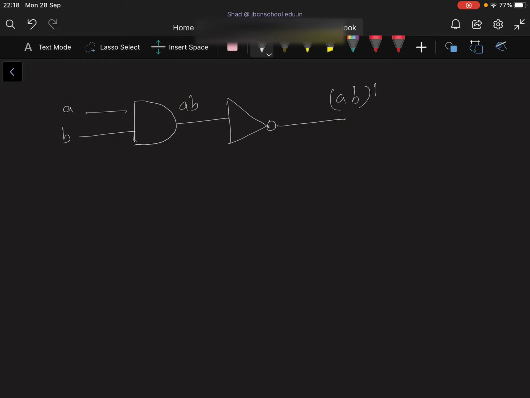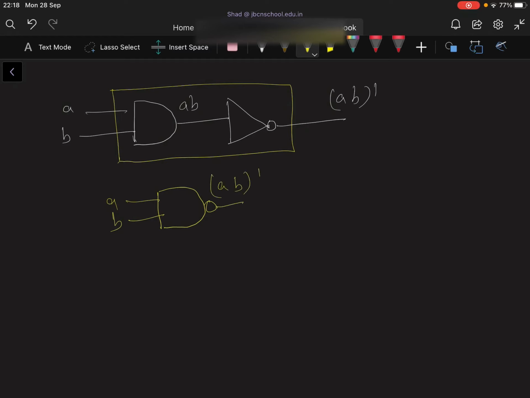So let's see. Don't you think it can be resembled as a NAND gate if I do the same thing? So instead of that, I draw it the same thing. So I hope you're understanding this, Pratik.